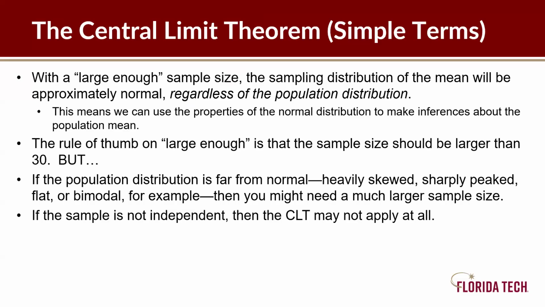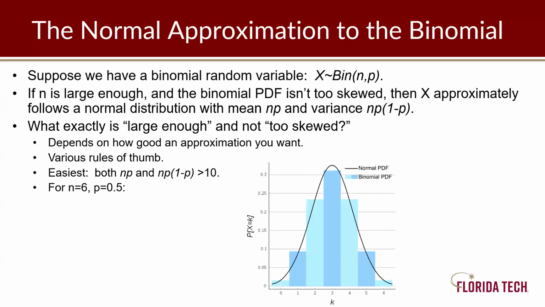The rule of thumb on large enough is generally the sample size should be larger than 30, but there's some buts here. If the population distribution is far from normal, heavily skewed or sharply peaked, flat, bimodal, for example, then you might need a much larger sample size. And if the sample is not independent, the central limit theorem may not apply at all.